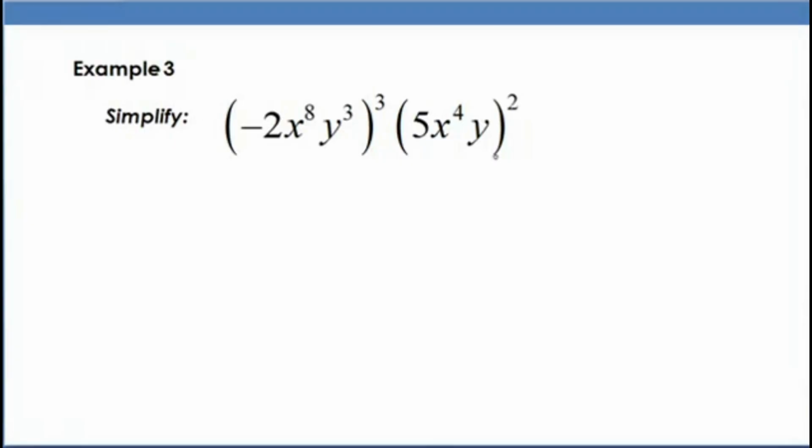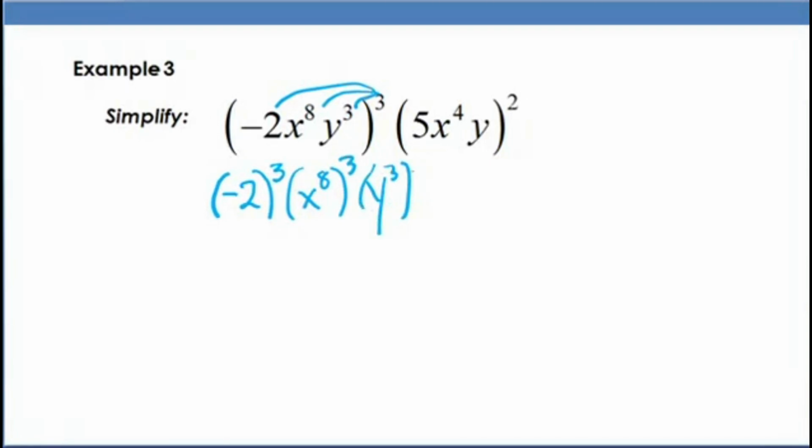So when we look at it, we're going to have to simplify each set of parentheses separately and then work with the whole problem. So we'll just concentrate on the first one, a product to a power. The 3 will apply to each piece inside. And so we'll have a negative 2 to the third power, x to the 8th to the third power, and y cubed to the third power. Now let's work those out.